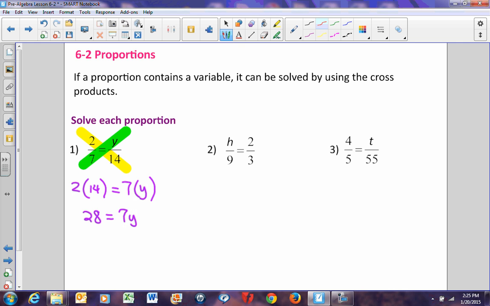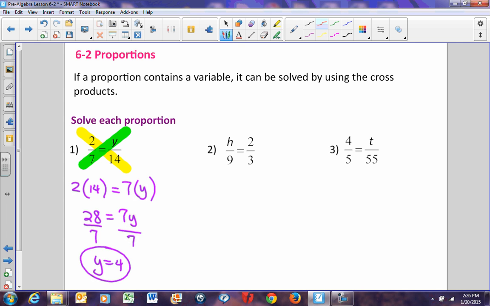To get y by itself, divide both sides of the equation by 7. 28 divided by 7 is 4, so y equals 4. Easy enough. If I put 4 in for y, I get 4/14, which does indeed reduce to 2/7. If we look at problem number 2 here, h over 9 equals 2 over 3.